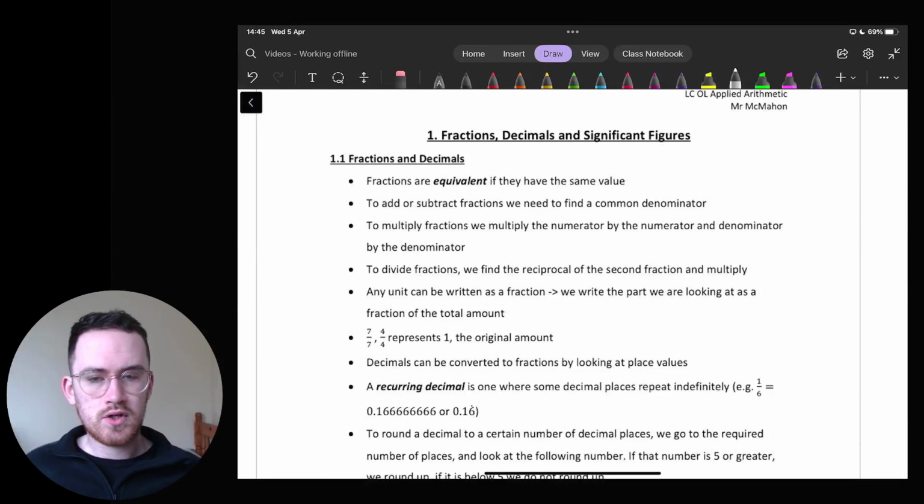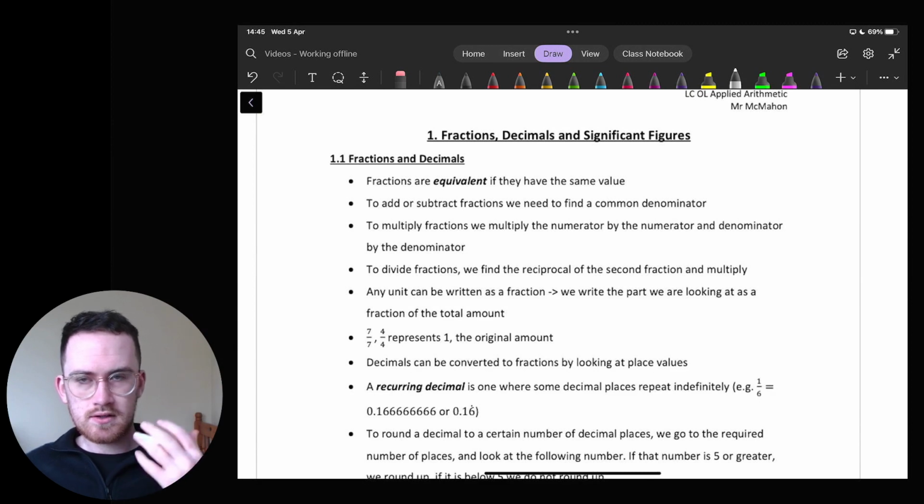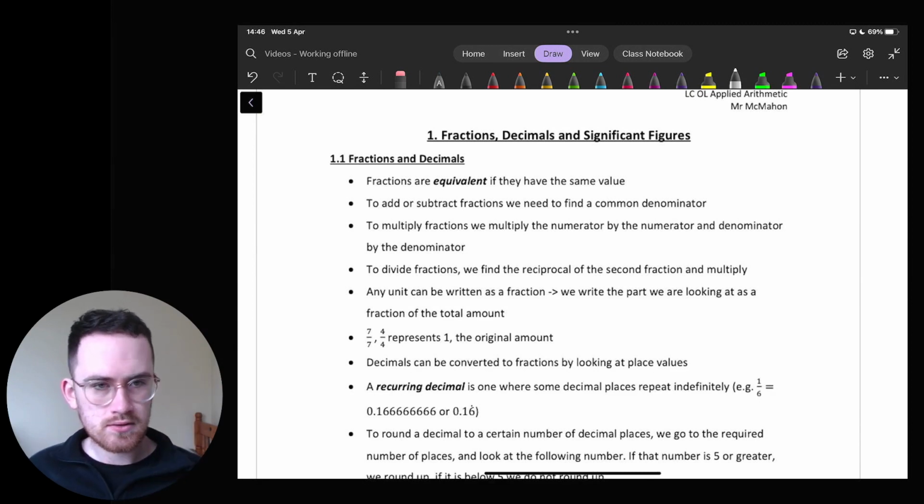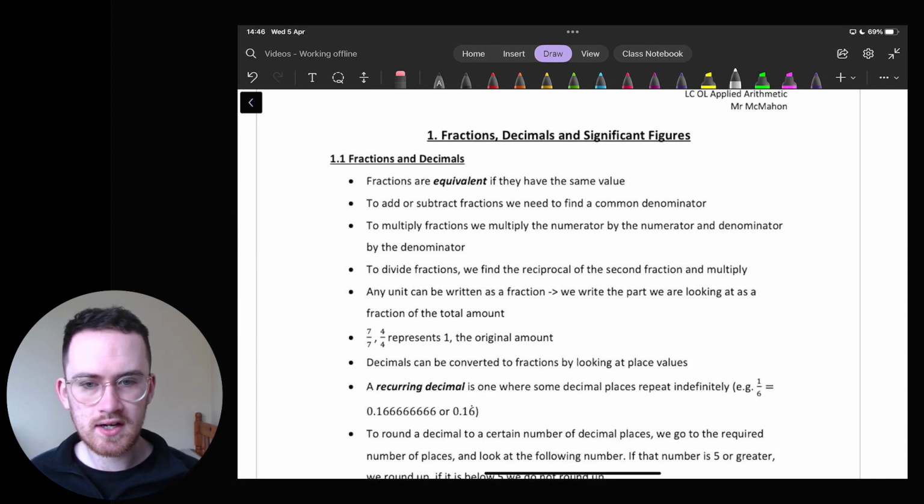Okay, so we're gonna do a little bit of work, kind of starting into our applied arithmetic or financial maths. We're gonna lead into it with some fractions, decimals, significant figures. A lot of this should be fairly fundamental, foundational stuff.